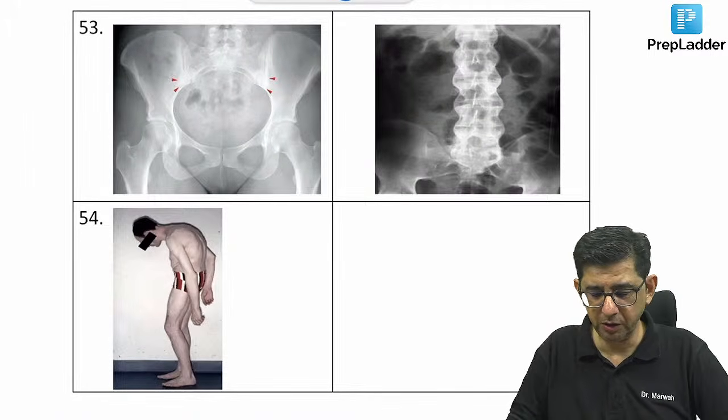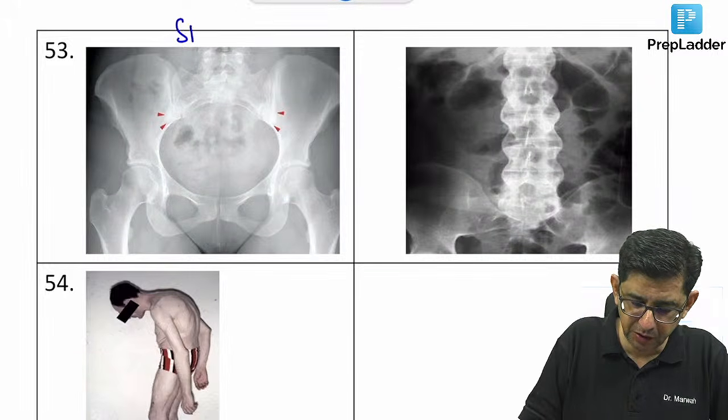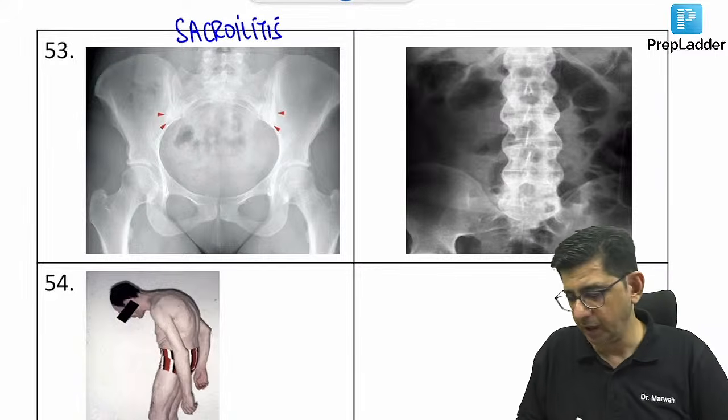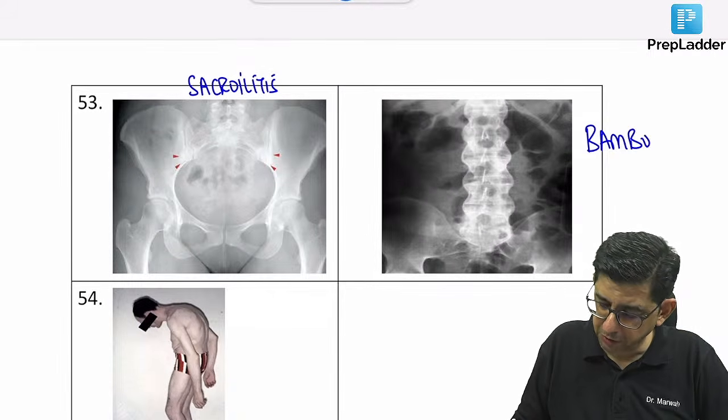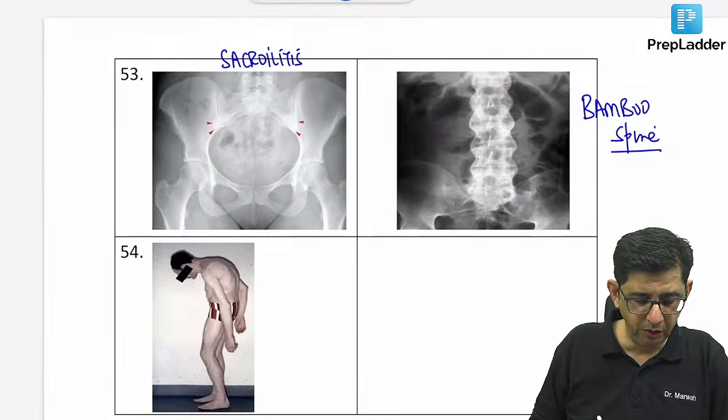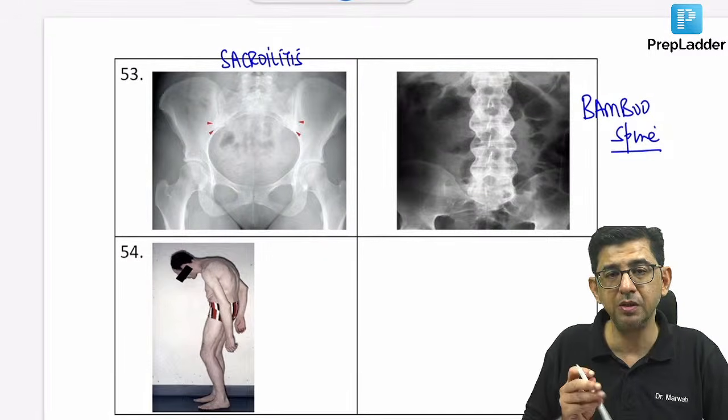Okay, so for the next patient of mine, I'll say the answers here. This guy is having sacroiliitis, as you can see bilaterally. If the same patient is not treated, he'll end up with a bamboo spine. The question for you guys is, what is the drug of choice here?